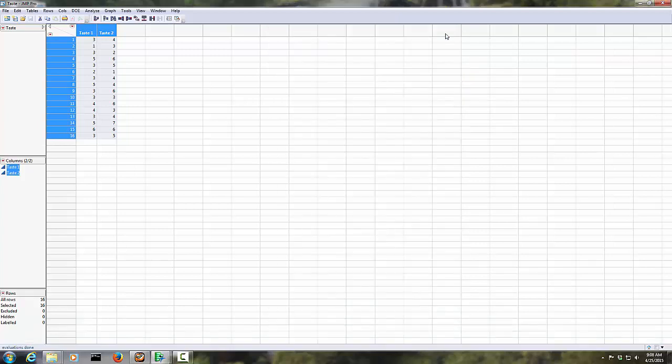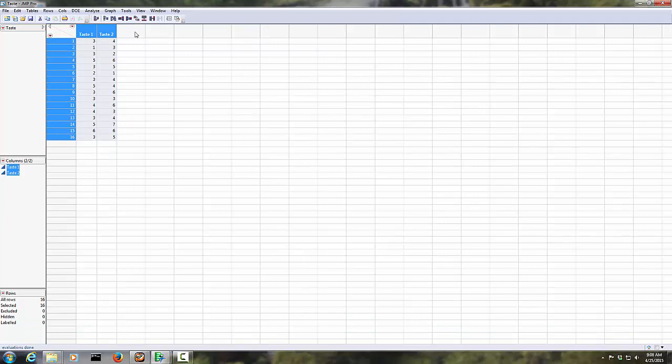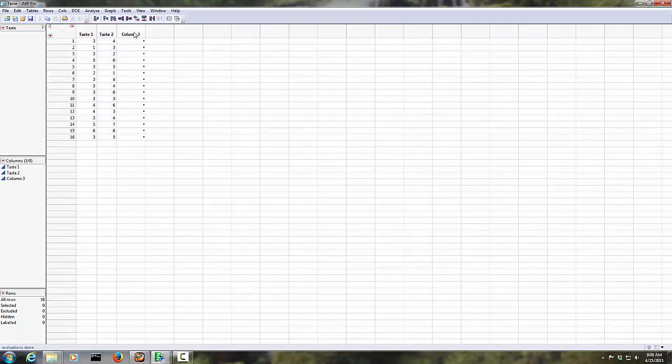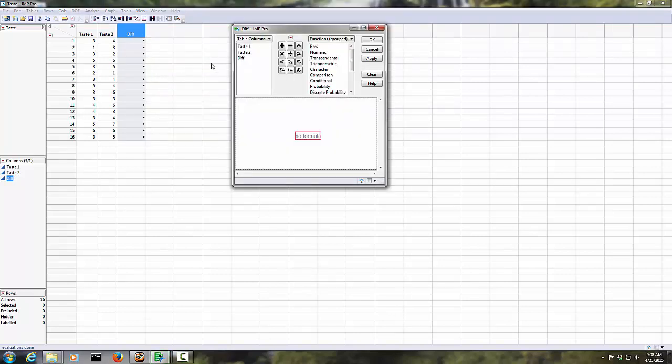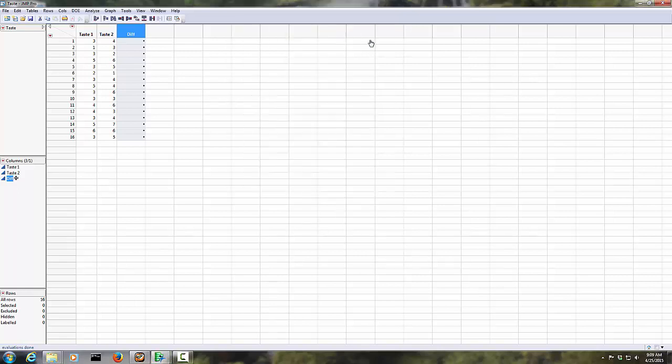So in order to do this paired t-test, we need to create the column of differences. So the way I'm going to do that is double-click there at the end of the spreadsheet. And if I click again, I can give the column a sensible title. Let's call it diff. And I am going to now use the formula dialog. And I'm going to do taste2 minus taste1. And have a look at that.